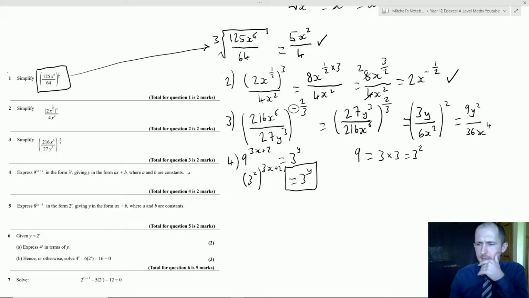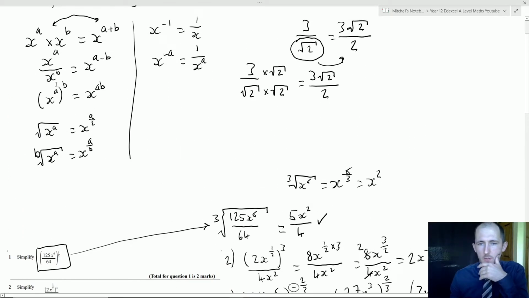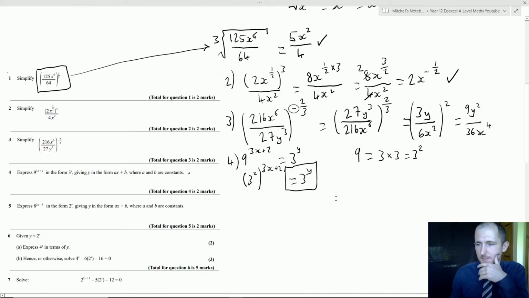And okay, cool. So what do we do here? Well, when we have a power to the power, what did we do? Well, we timed them together, so let's do that. So 3 to the power of 2 to the power of, so we have 3 to the power of 2 times 3x plus 2.